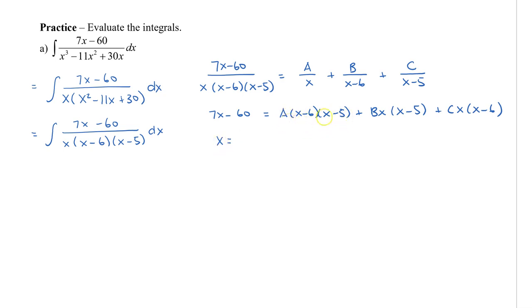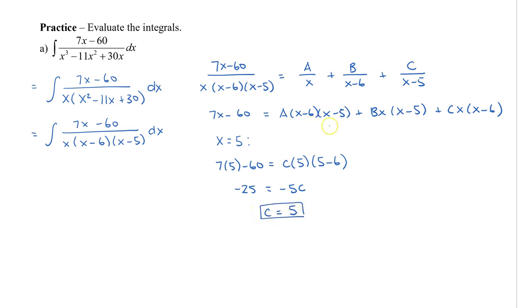So one of the values is x is equal to 5. So when x is equal to 5, the a value and the b value will become 0. So we have 7 times 5 minus 60, and we have c times 5 times 5 minus 6. So on the left side we get negative 25 equals negative 5c, so c is equal to positive 5.